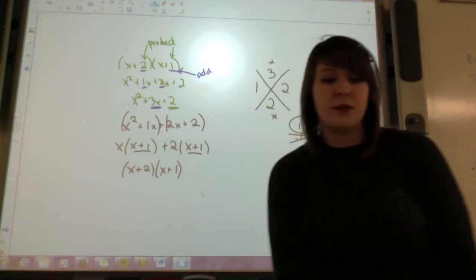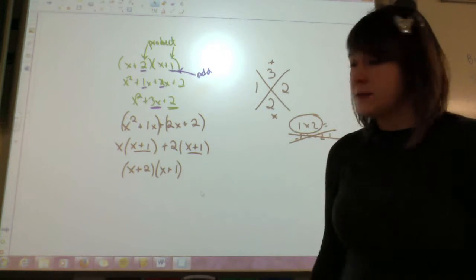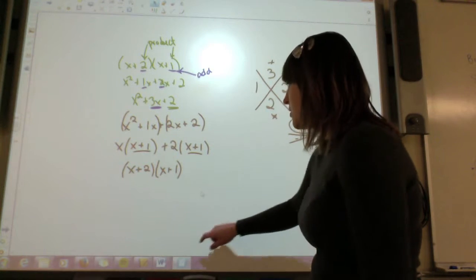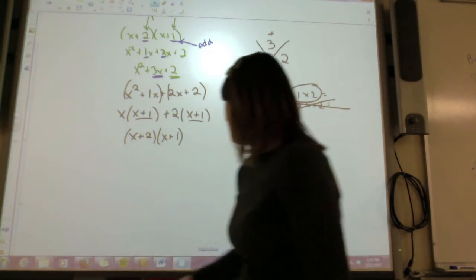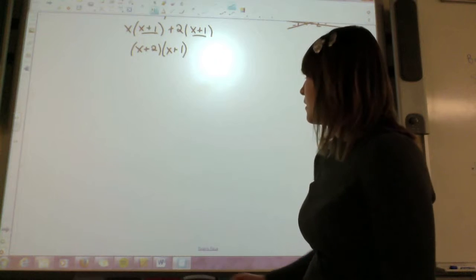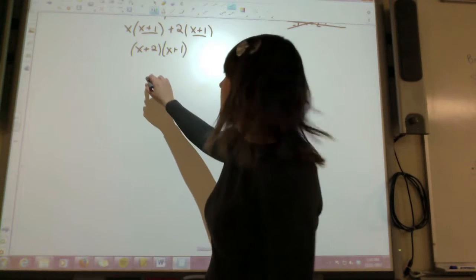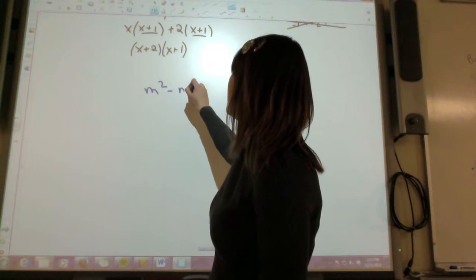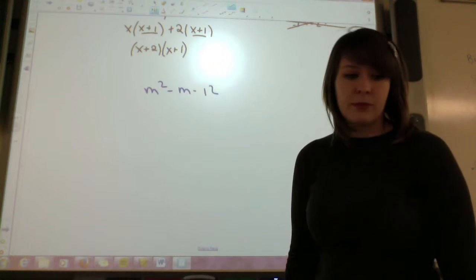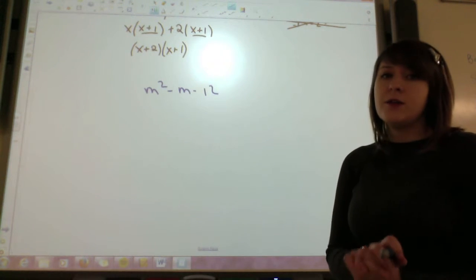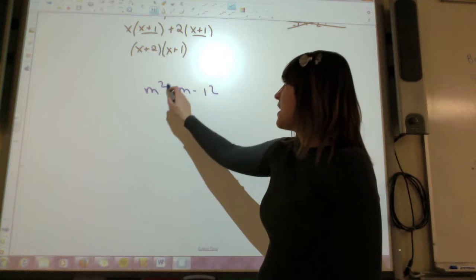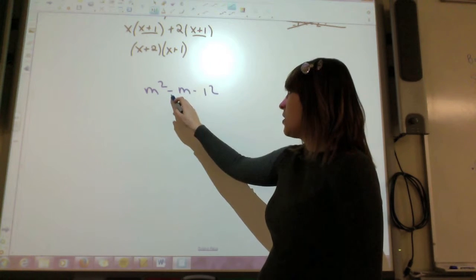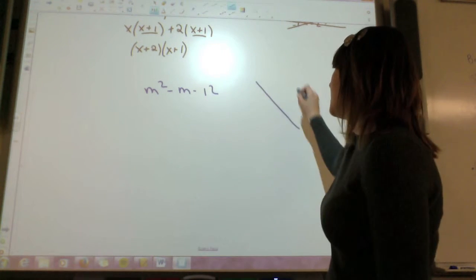So let's do another example on the back of your notes. Let's try factoring this: m squared minus m minus 12. So I know that I'm looking for two numbers that add up to -1 and multiply to -12.